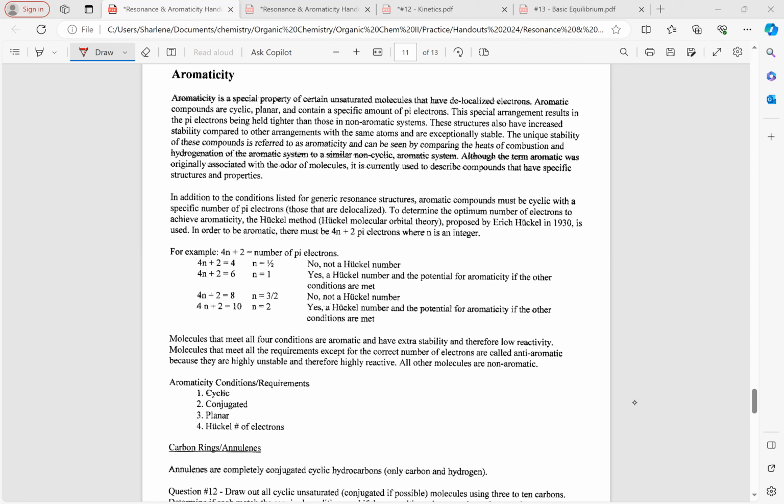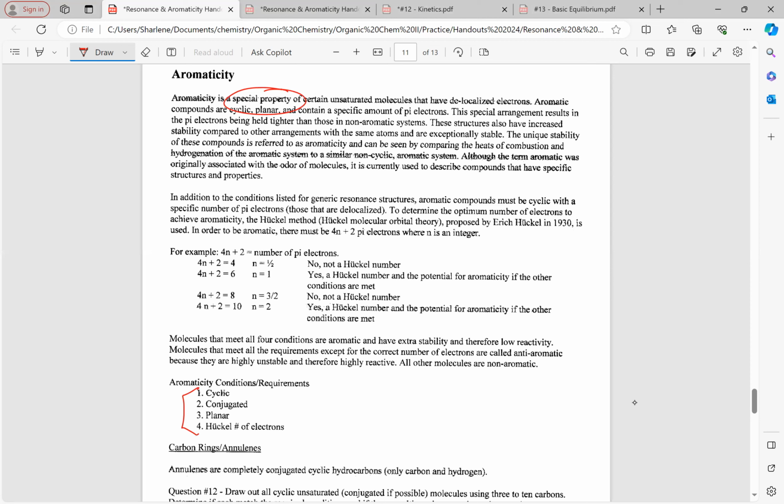Aromaticity is a very special property in certain unsaturated molecules that have delocalized electrons. They are cyclic, planar, and contain a specific amount of pi electrons. And this special arrangement means they are held tighter than those in non-aromatic systems. I'm going to come back to these words, but I want to talk about our conditions down here.